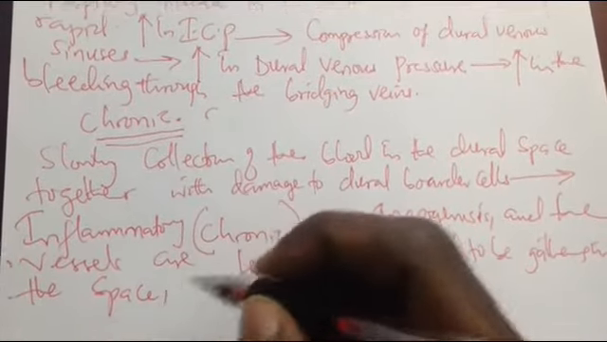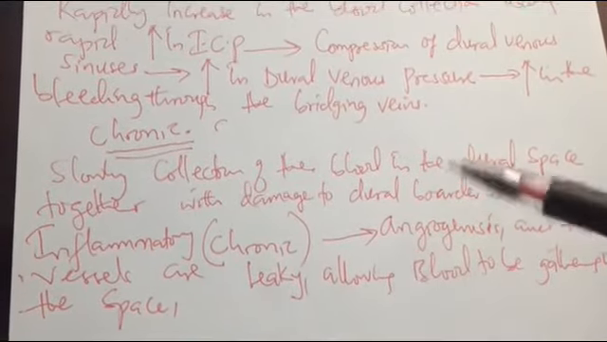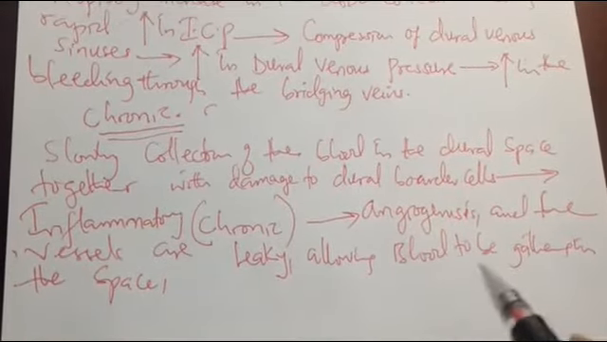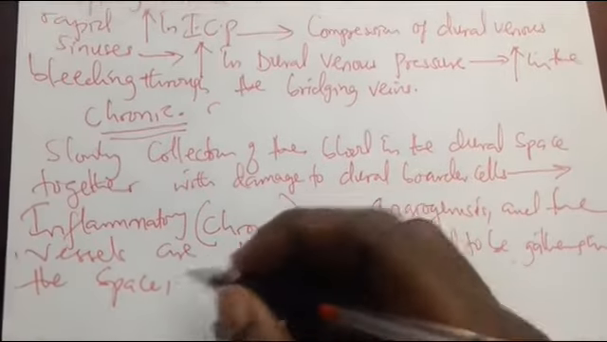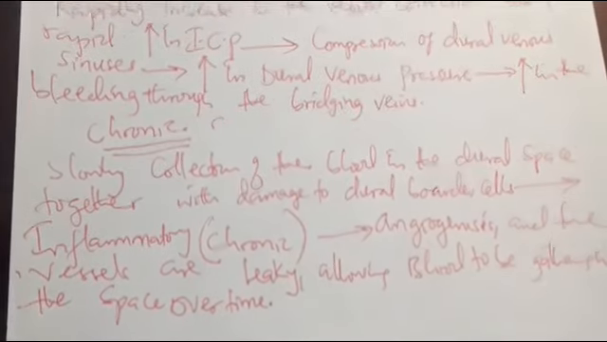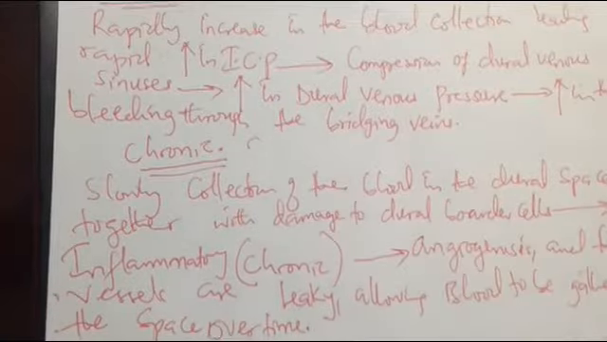But this happens over time, that is slowly, because even the formation of the blood vessels takes time, right? Not in comparison with the acute one. So that is it, leading to the blood gathering in the space over time. This is the pathophysiology of the acute and then the chronic. So now let us see the signs and symptoms of this subdural hematoma.